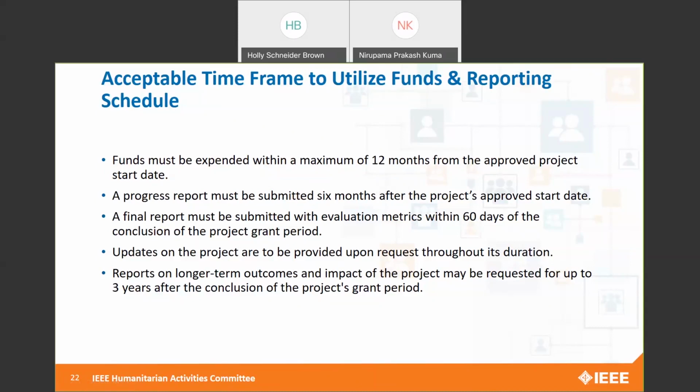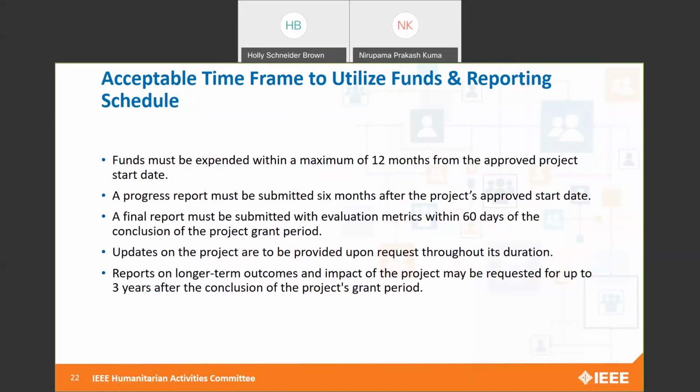Of course, a progress report has to be submitted within 6 months, and within 60 days of the conclusion of the project, you have to submit the metrics that we are asking for. And there will be requests for updates from the ad hoc committee that's been set up this year. You can contact them. I mean, don't overwhelm them, but contact them in case of any progress that you want to report. More reporting is encouraged, not less.